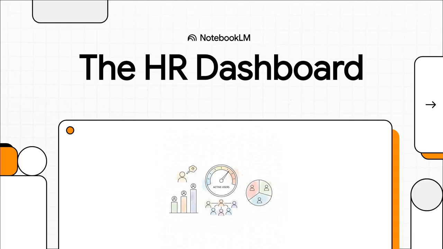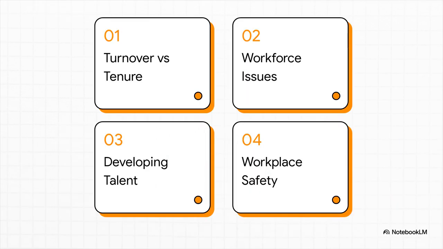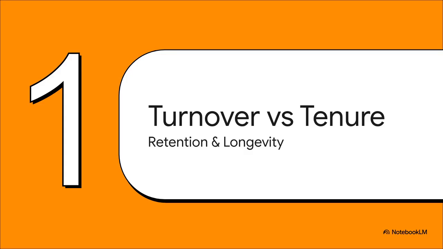We're going to decode exactly how management monitors the workforce, and more importantly, what these numbers actually reveal about a company's true health. So here's our mental roadmap for today. We've broken this dashboard down into 4 key areas. First, turnover versus employee tenure. Second, spotting deeper workforce issues. Third, managing and developing talent. And finally, measuring workplace safety. Keeping this specific structure in mind is a fantastic way to organize all these concepts, especially if you're prepping for an exam. All right, let's jump straight into Section 1, turnover versus employee tenure.